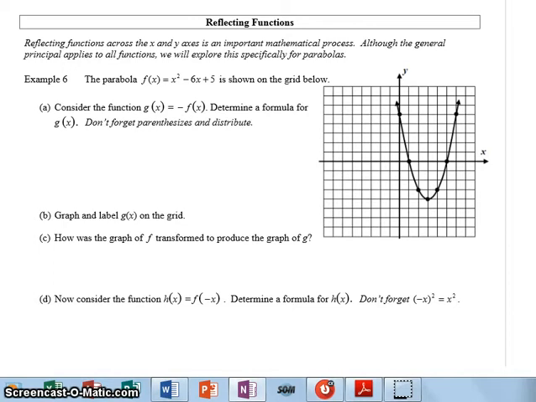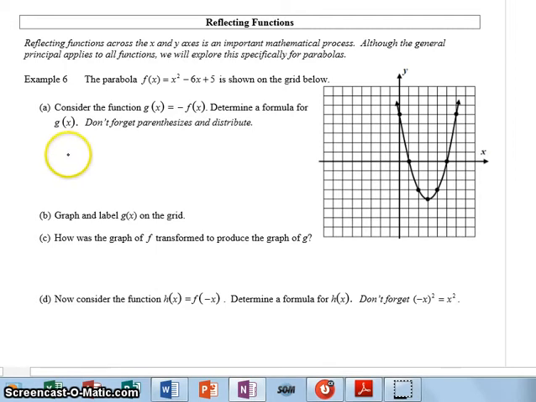Example 6, the parabola f of x equals x squared minus 6x plus 5 is shown on the grid below. Consider the function g of x is equal to negative f of x. Determine a formula for g of x. Don't forget parentheses are distributed.